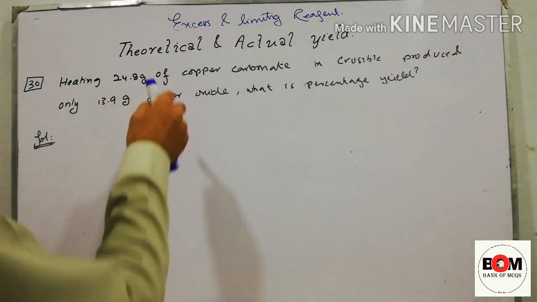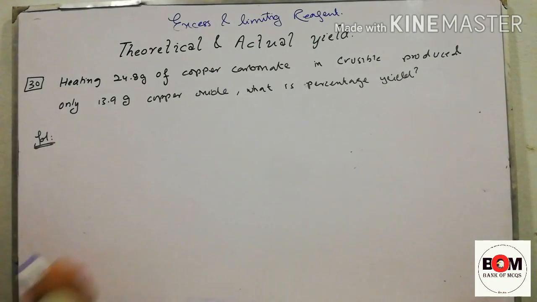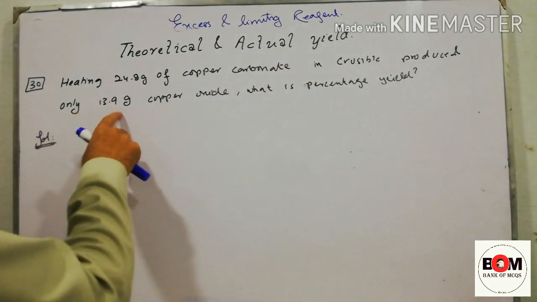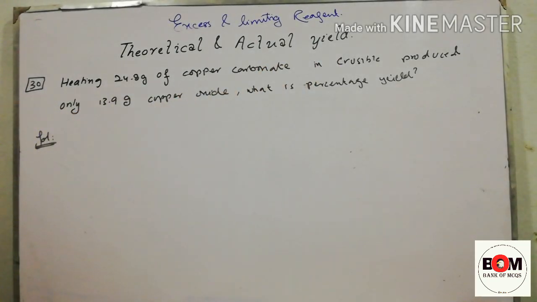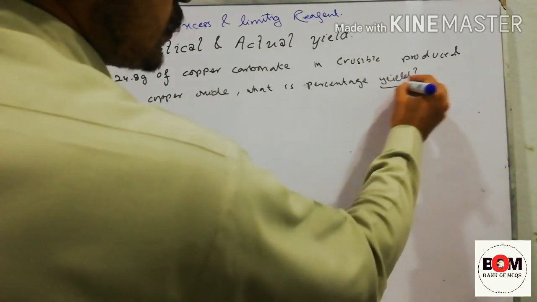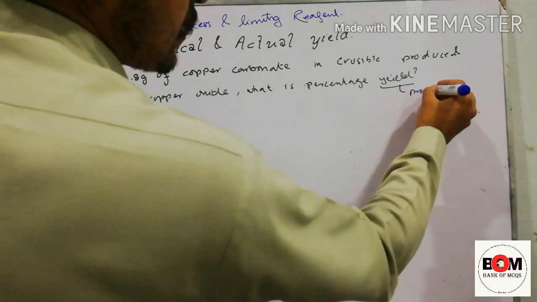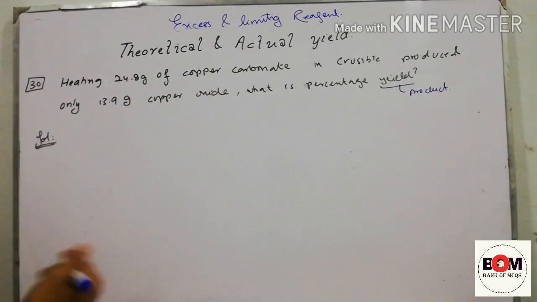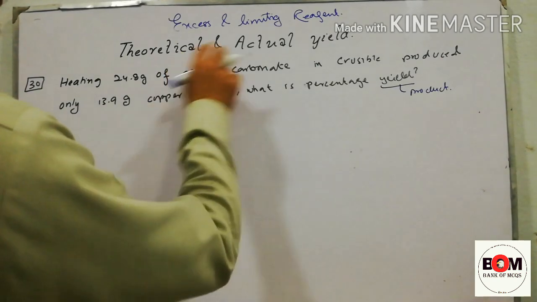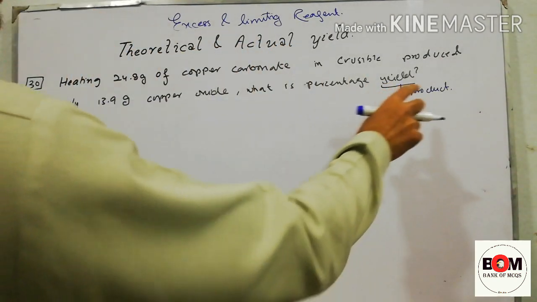Heating 24.8 gram of copper carbonate in a crucible produces only 13.9 gram of copper oxide. What is the percentage yield? Yield is the first term. What does yield mean? Yield means the product or produced substance. We use the term yield in normal life. So there are two types of yield, or two types of production.